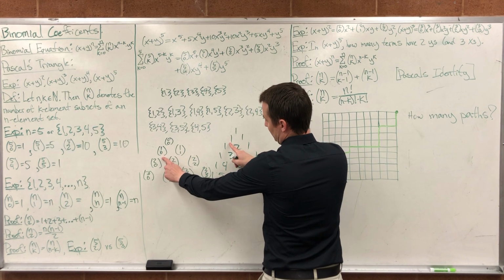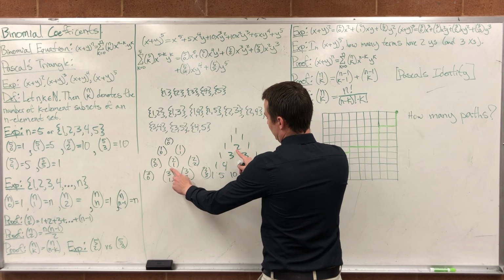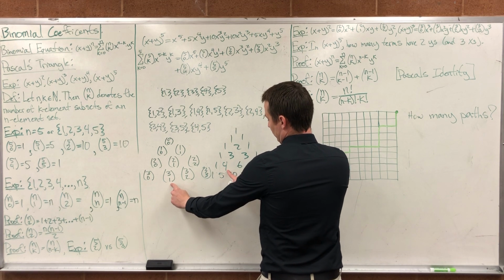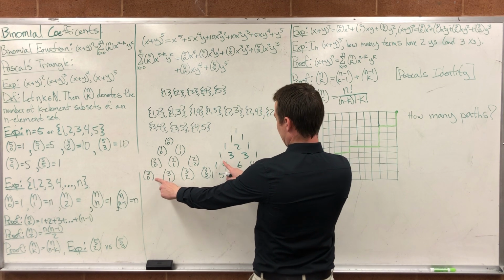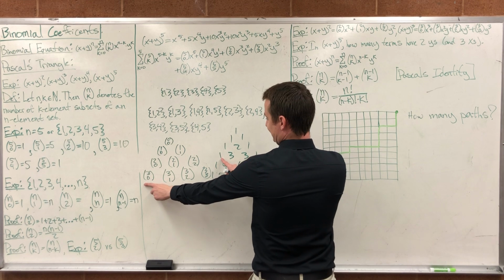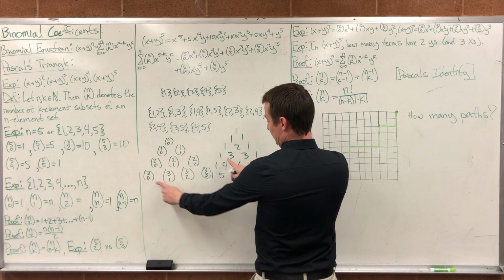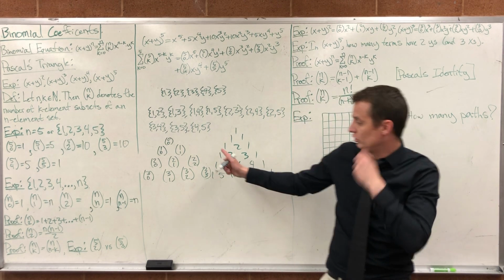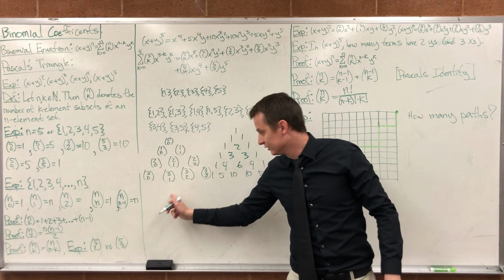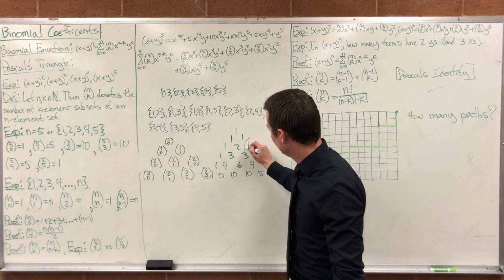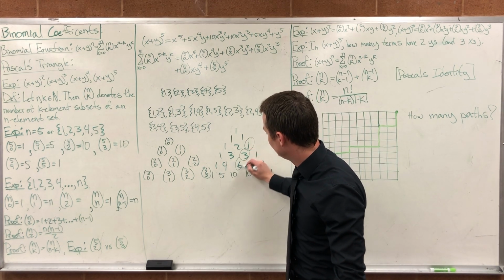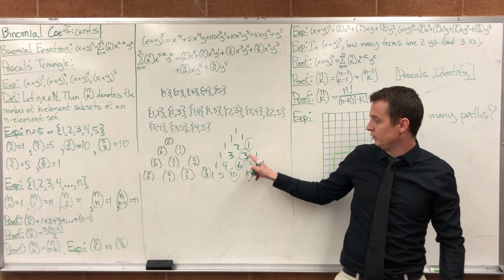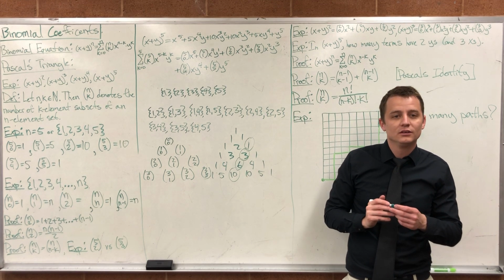So those numbers right here: 1, 1, 1, 1, 2, 1, 1, 3, 3, 1, etc. The choose 2's now are going to be this diagonal. So this is choose 2, this is choose 2, this is choose 2, this is choose 2: 5 choose 2, 4 choose 2, 3 choose 2, 2 choose 2.